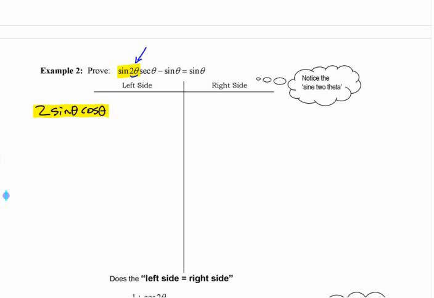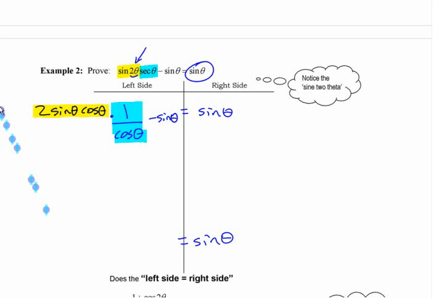And then the other stuff, what can you do with the other stuff here? This side over here is pretty easy. I'm going to just leave this alone and know that I'm trying to make it look like sine of 2 theta or sine of theta in the end here. So I'm going to work on the left side here. This secant theta, what could I change that to? Yeah, 1 over cos theta. And then minus sine theta, I'm going to leave that all by itself. So secant theta becomes that.